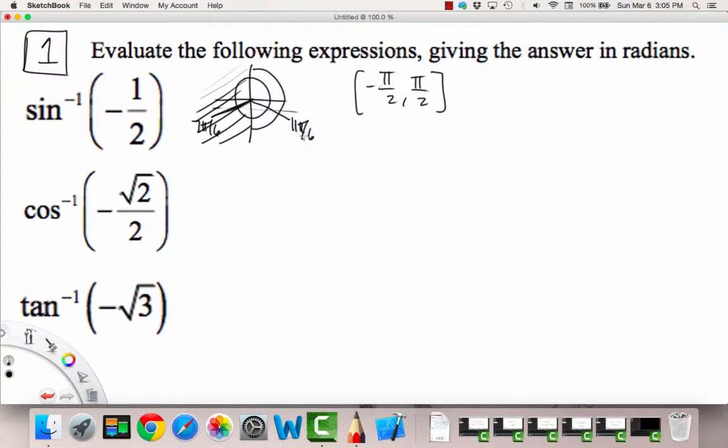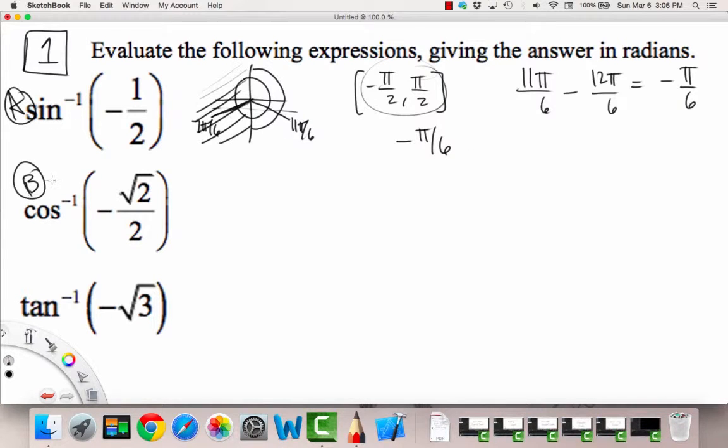But this 11 pi over 6 is technically not in this interval, but what we could do is subtract off. We're going to take our 11 pi over 6 and subtract 2 pi, which we can write as 12 pi over 6, to get a negative pi over 6, which is definitely within this interval. So our answer is going to be negative pi over 6 for part A.